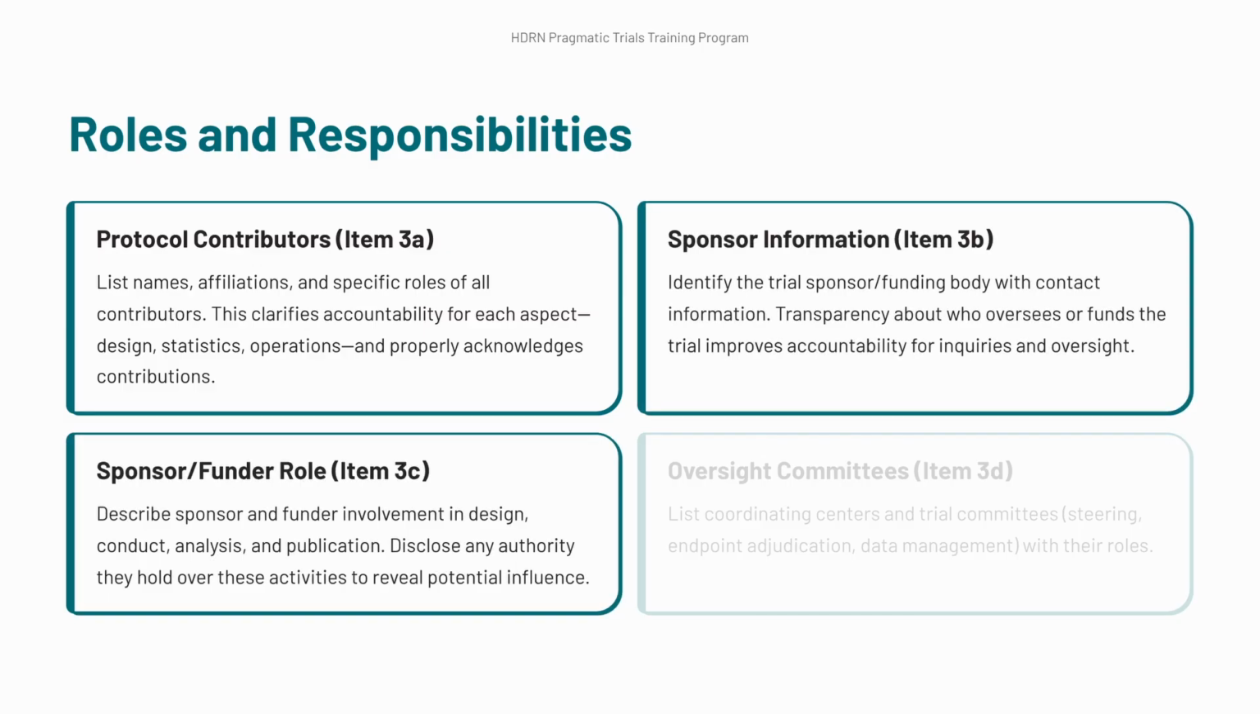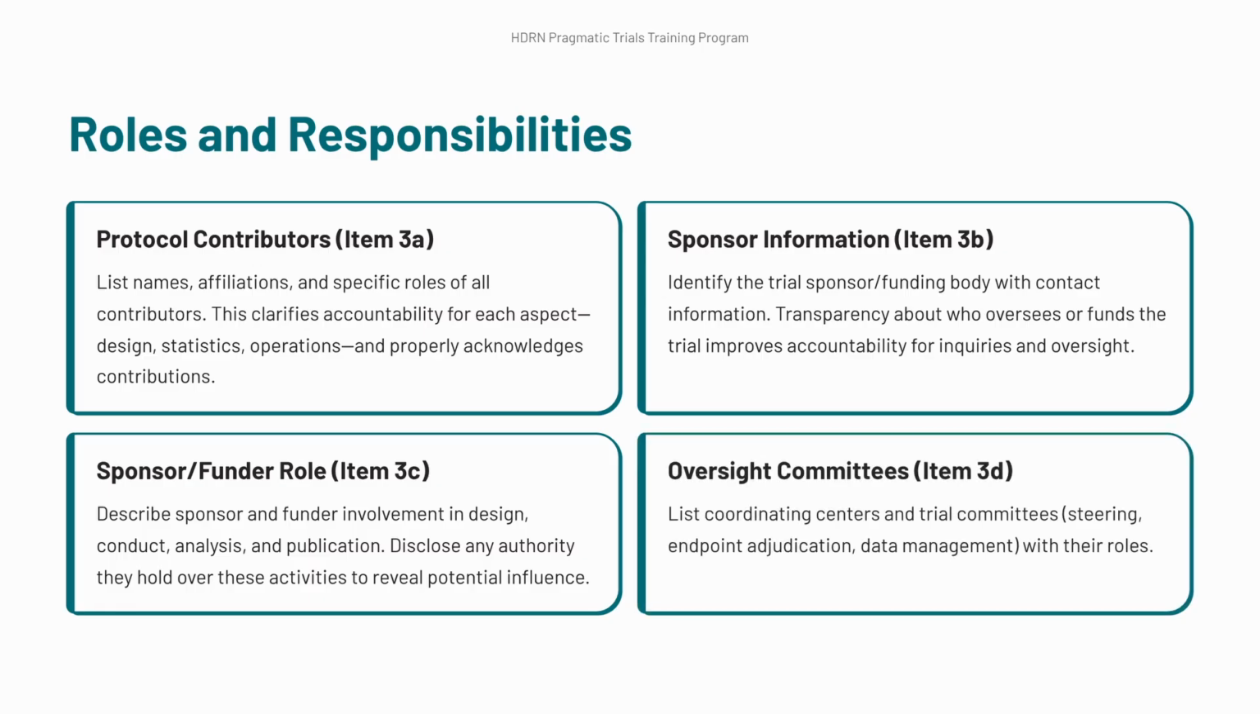SPIRIT 3B and 3C cover information about the sponsor or funder. It should also state what role the sponsor or funder has in the trial design, conduct, analysis, and reporting. For example, if a trial is industry-funded, the protocol might note, the sponsor reviewed the protocol but will have no role in data analysis or publication decisions. Or conversely, if they do have input, that should be transparent. Also, where you might have government or nonprofit funding, it's still important to disclose this information.